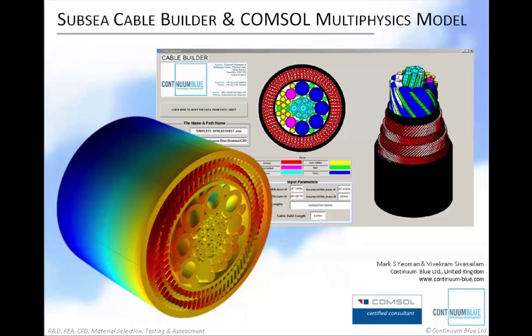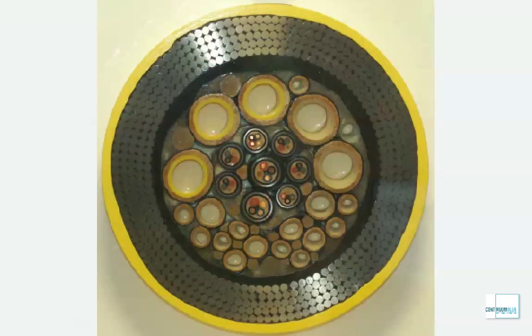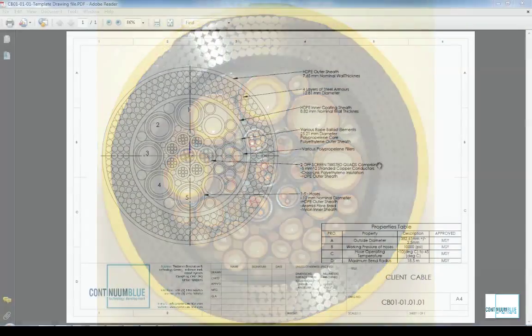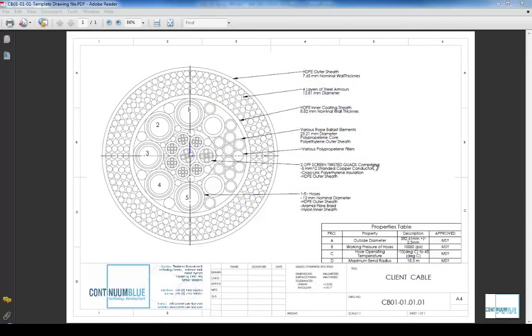Allow me to demonstrate the use of our cable builder tool, which can, from client-supplied cross-sectional drawings and a specification sheet, build a full COMSOL MULTIPHYSICS model ready for stress and fatigue analysis. Here is a typical example of a subsea cable cross-sectional drawing which details the design requirements of the cable. These include external reinforcing structures which can be woven Kevlar layers or multiple layers of counter-rotating steel armor wires as seen in this design.